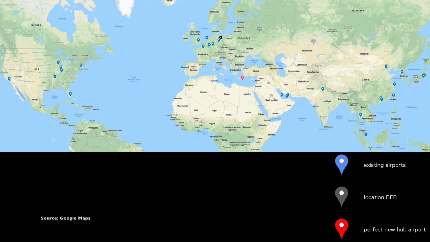If we check the data for the 30 biggest cargo airports worldwide, we get an optimized spot for a new international cargo hub airport about 80 kilometers southeast of the Greek island Crete. Even though only the German airport Leipzig-Halle is closer to the spot than BER, which is located about 2,250 kilometers away, big European airports like Frankfurt, Paris or Amsterdam, or the Arabian airports Doha and Abu Dhabi are located at nearly the same distance.